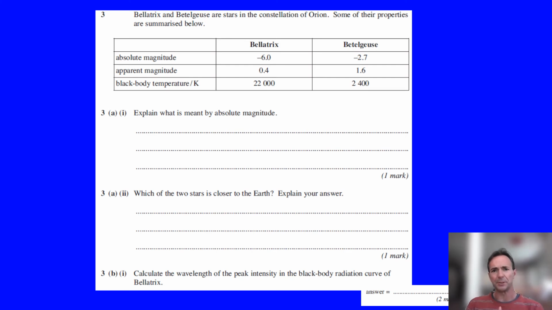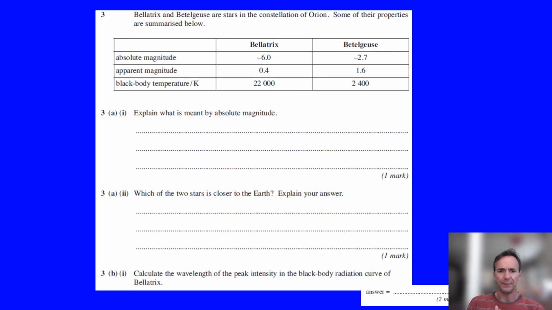Okay, here we go. Bellatrix and Betelgeuse. You may recognise this from the stars that we've used before. Explain what is meant by absolute magnitude. Remember, the word 10 parsecs has to come in there. It's the magnitude at which they are. Which of the two stars are closest? Again, you can use m minus M. The larger negative number will give you the closest star.